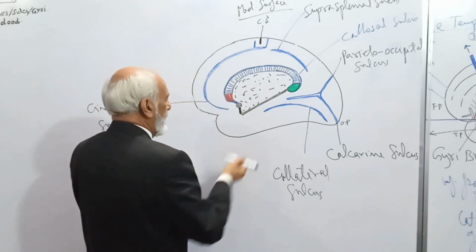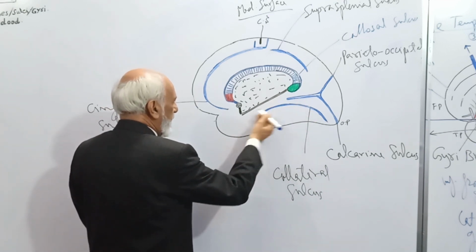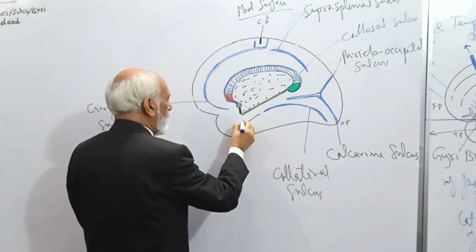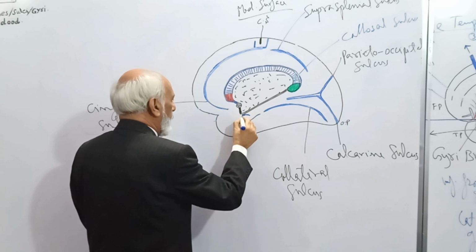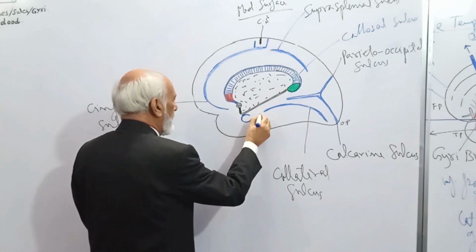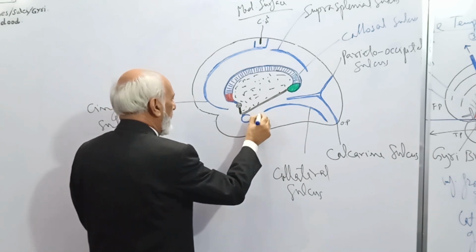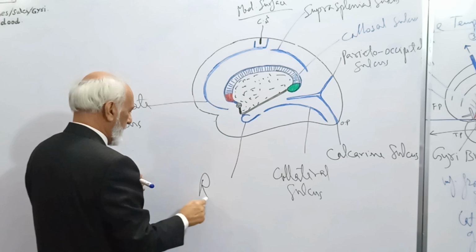Now, a little in front of the collateral sulcus and parallel with it, there is another sulcus which runs forwards and then again turns backwards, a hook-like sulcus. This is known as the rhinal sulcus.